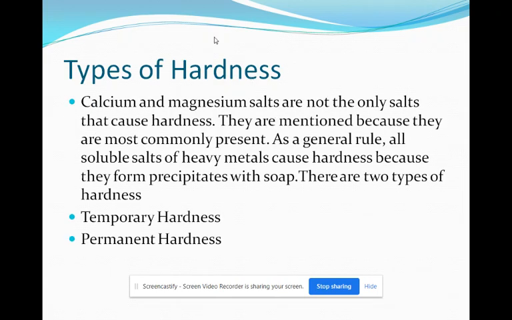Now, looking at the types of hardness: hardness is due to the dissolved substances, salts present in water, basically of calcium and magnesium. But these are not the only salts that cause hardness; many other salts can also be present in the water. As a general rule, all soluble salts of heavy metals cause hardness because they form precipitates with soap. There are two types of hardness: temporary hardness, which, as the name indicates, is temporary in nature and can be removed simply by heating, and permanent hardness, which is of permanent nature and cannot be removed by simply heating.